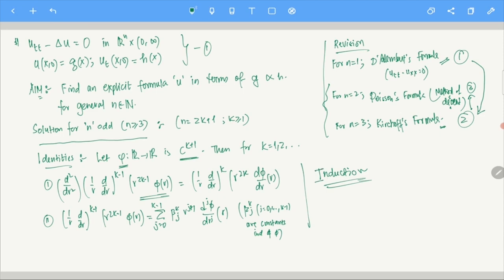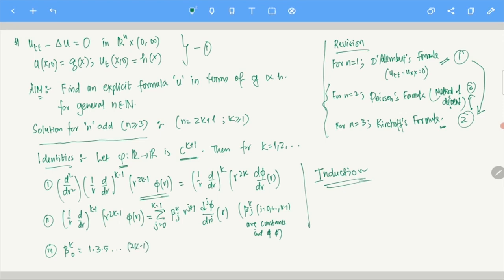Okay, number three is this: the beta k zero, with respect to, so basically for j equals zero, this is 1 3 5 dot dot dot 2k minus 1. Clear? Okay, so these are the three identities.